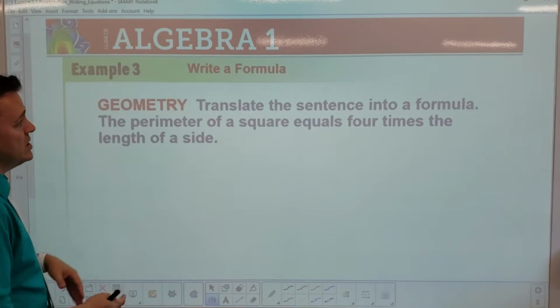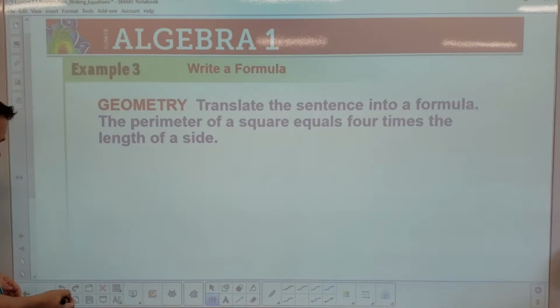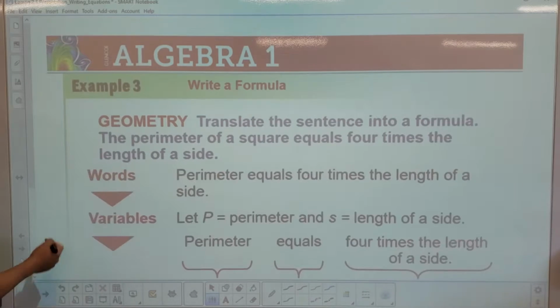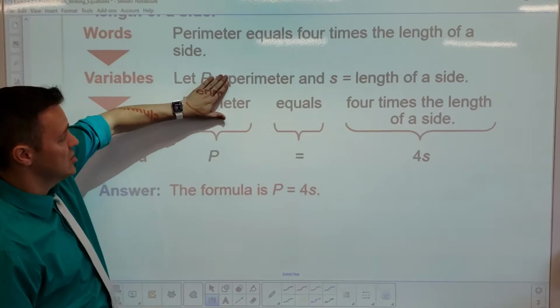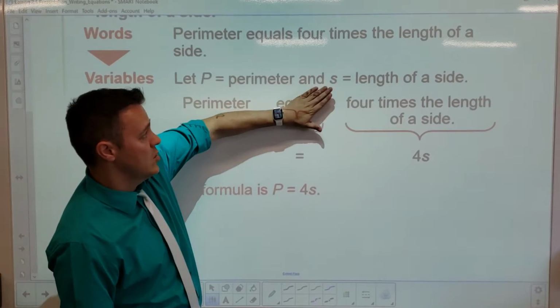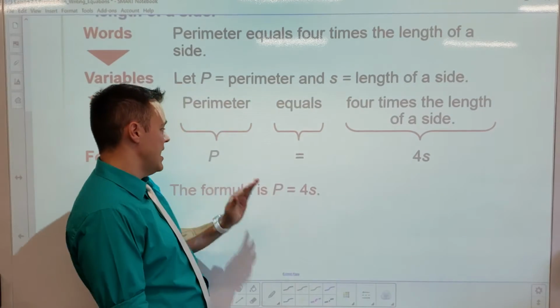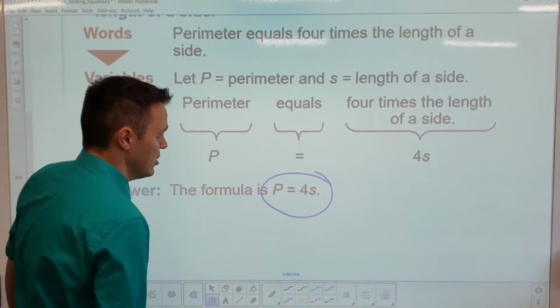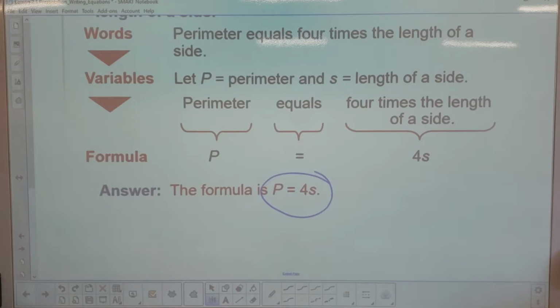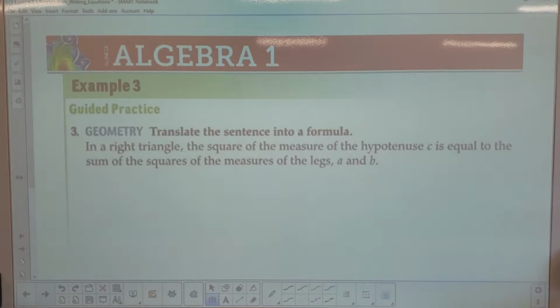All right, geometry, translate each sentence into a formula. The perimeter of a square, I can't write the letter S to save my hiney. So ladies and gentlemen, here's the answer. The perimeter equals 4 times the length of the side. So your formula is actually P equals 4S. I would make it look like 4S.